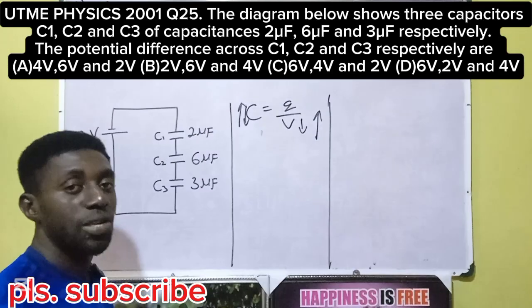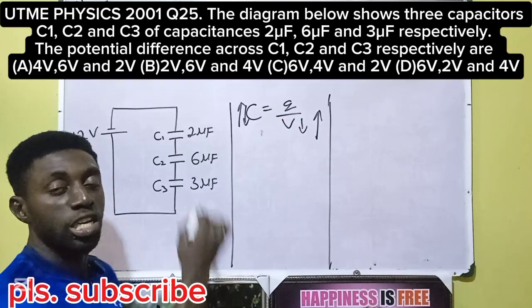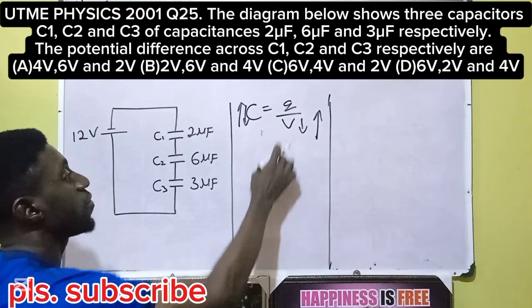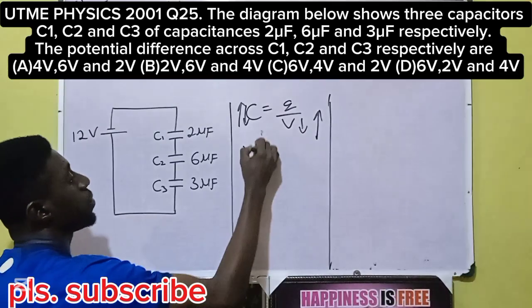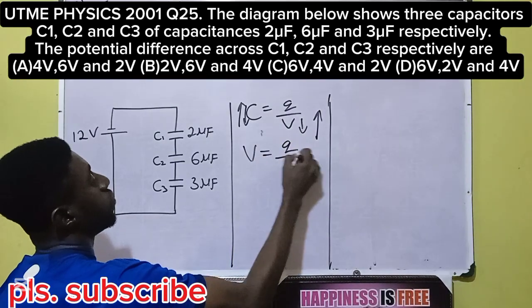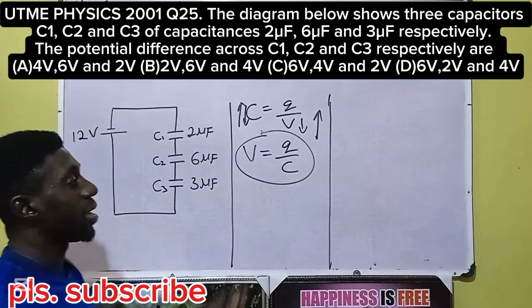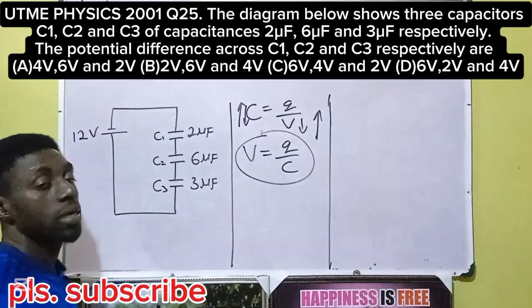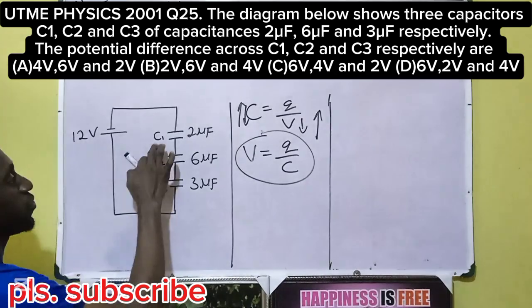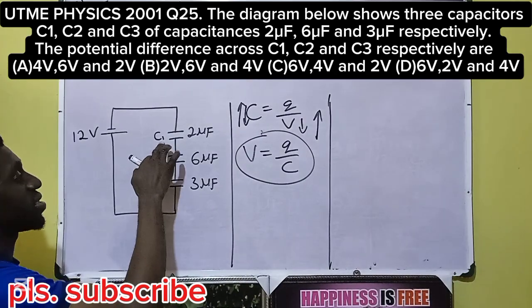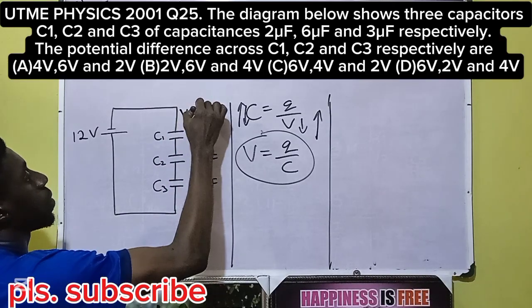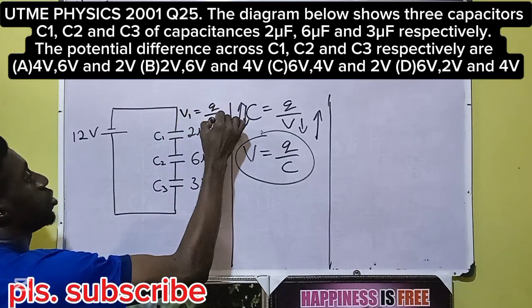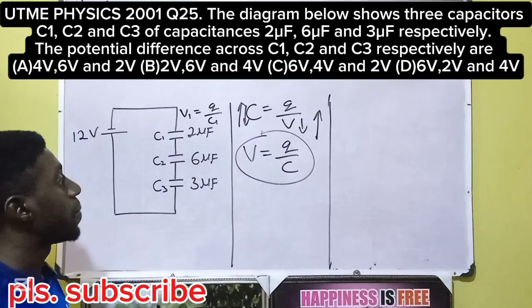But the question is demanding for voltage or potential difference in each of the capacitors. Therefore, let's make the voltage the subject of the formula. V becomes equal to Q over C. These are our targets. So we'll bounce back to our circuit diagram to get the voltage here. Since this is C1, we'll call it V1. V1 will be Q over C1, following the formula.